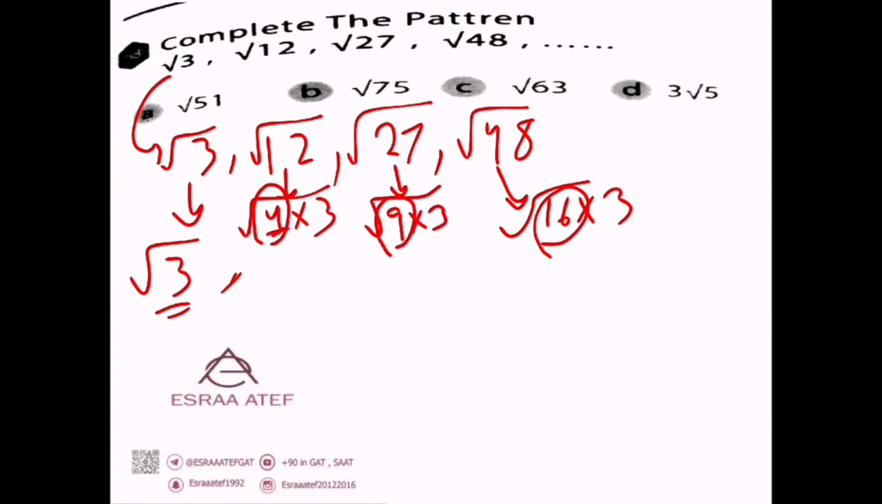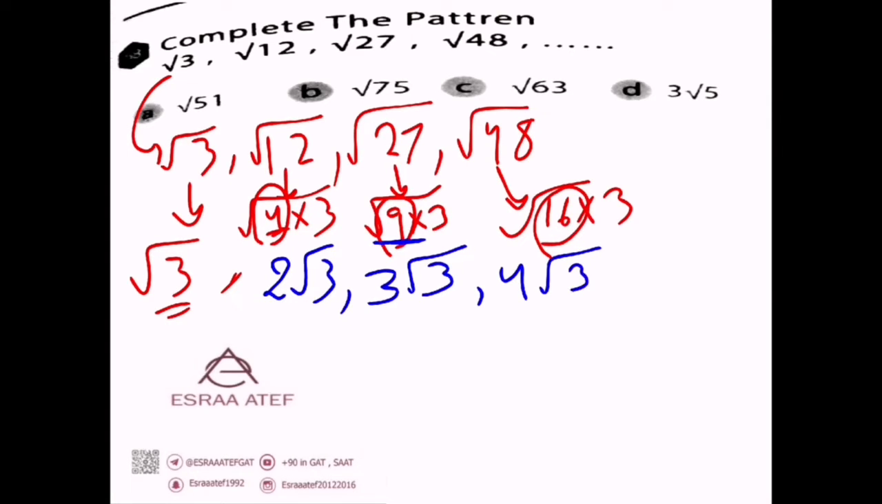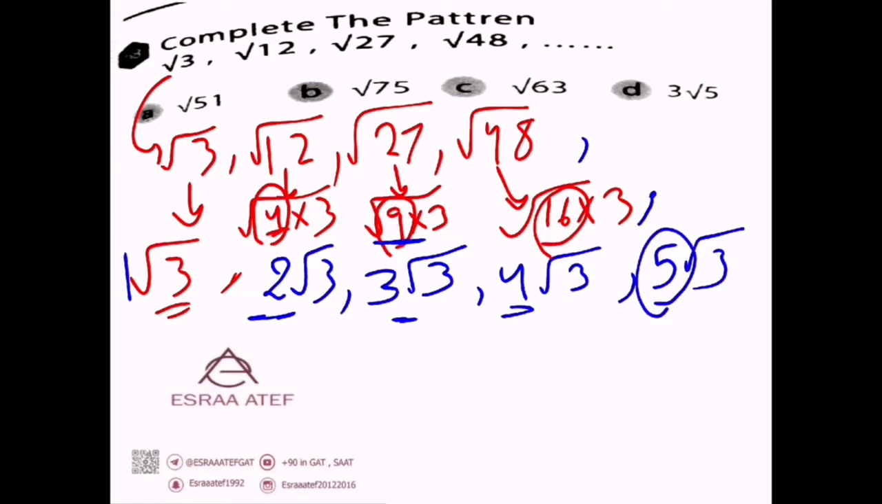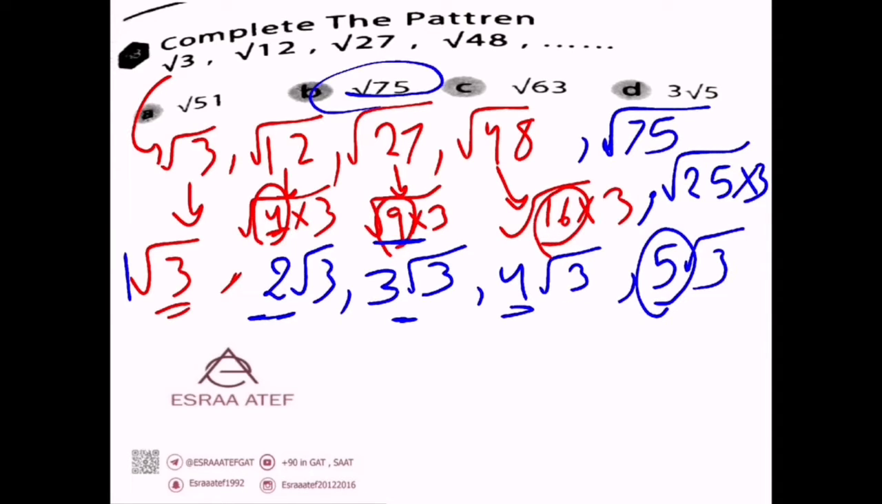So here it will be square root of 3. Here if we take square root of 4, it will be 2 square root of 3. Here we will take square root of 9, so it will be 3 square root of 3. And here it's a square root of 16, so it will be 4 square root of 3. Okay, so the next one will be 5 square root of 3, because here 1, 2, 3, 4, 5, so it's a 5. 5 times 5 means 25 times 3, which is 75. So the next one is square root of 75.